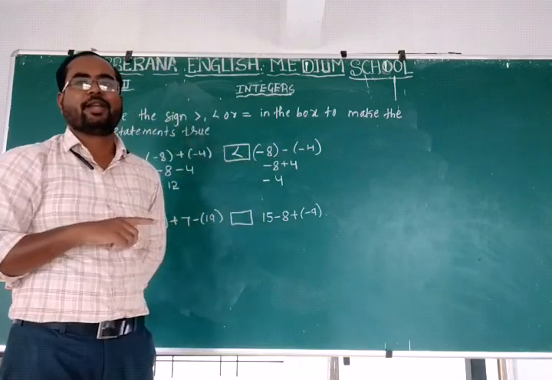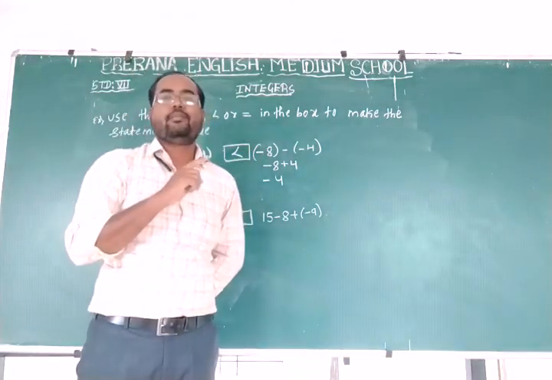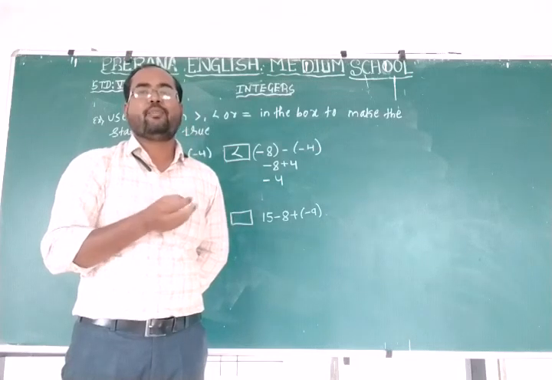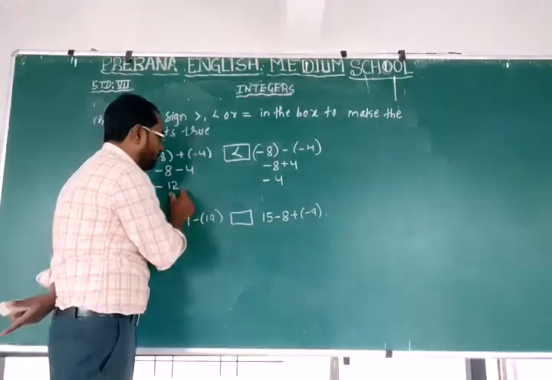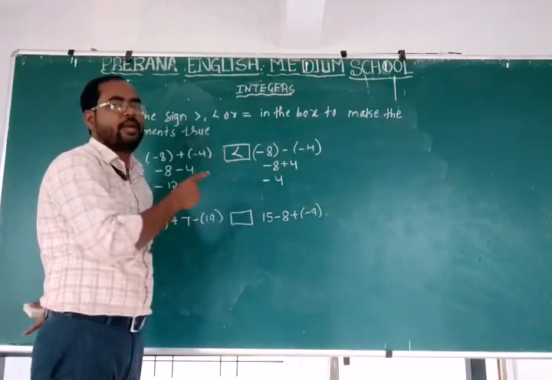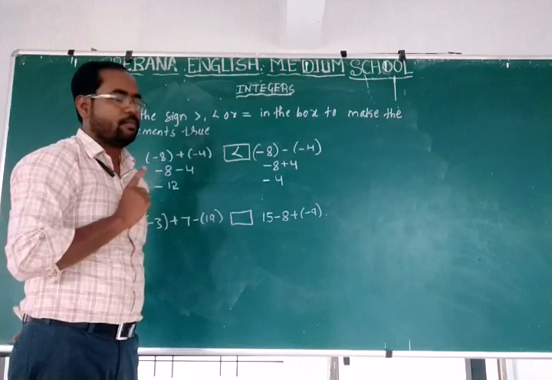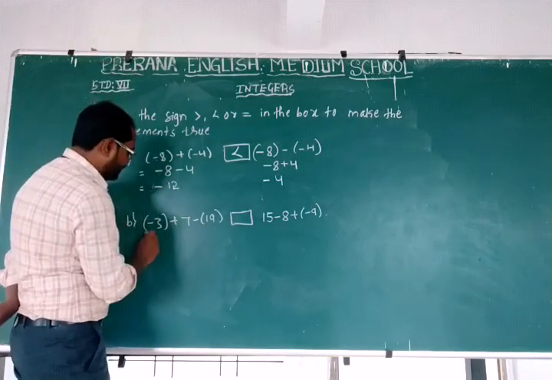Why will minus 4 be greater? Whenever there is a negative sign, minus sign, the number with the small value will be greater. So minus 12 and minus 4. In that, minus 4 will be greater compared to minus 12. Next, we will solve the next question.